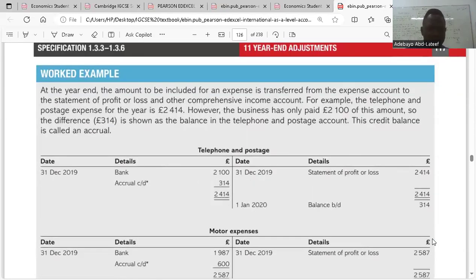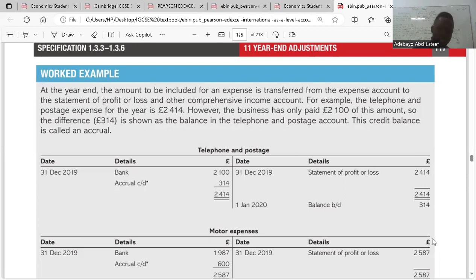So here we have a question. At the end of the year, the amount to be included for an expense is transferred from the expense account to the statement of profit or loss and other comprehensive income. For example, a telephone and postage expense for the year is 2,414. However, the business has only paid 2,100 of this amount. So the difference is 314, which will be shown.